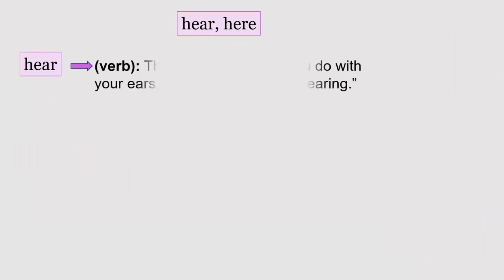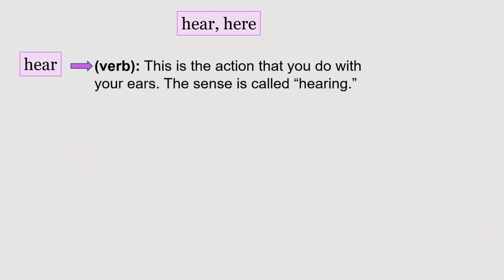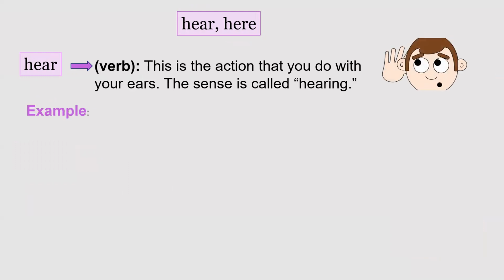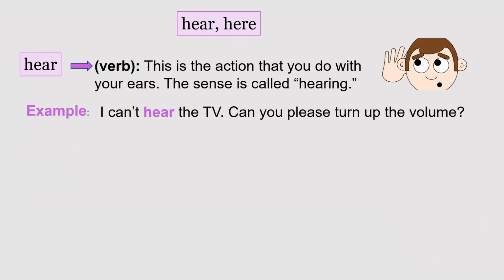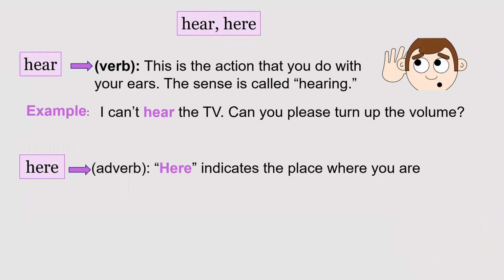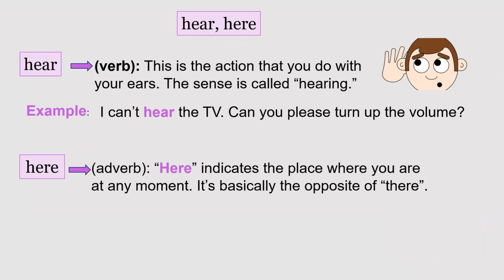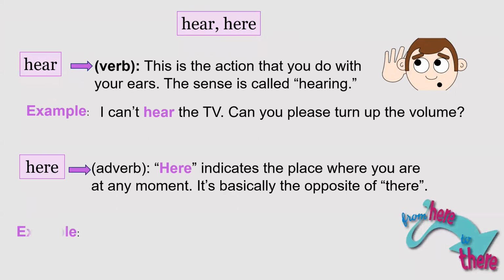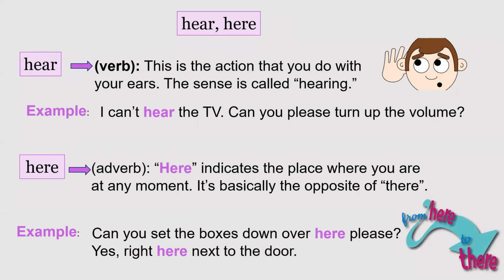Hear and here. Hear with E-A-R, this is the action that you do with your ears. The sense is called hearing. Example, I can't hear the TV. Can you please turn up the volume? Here, it's an adverb. Here indicates the place where you are at any moment. It's basically the opposite of there. Example, can you set the boxes down over here, please? Yes, right here next to the door.